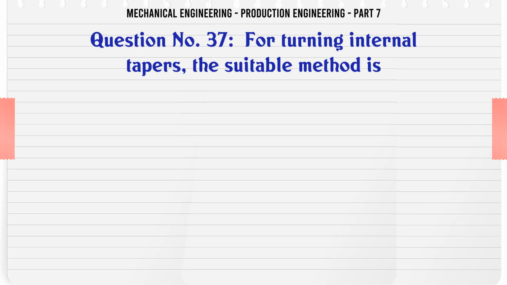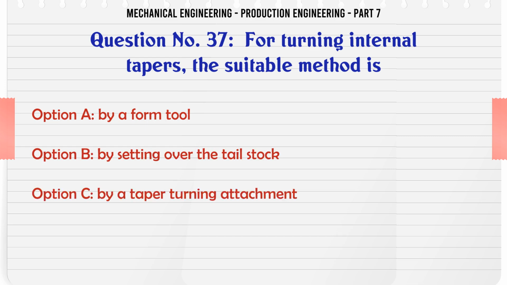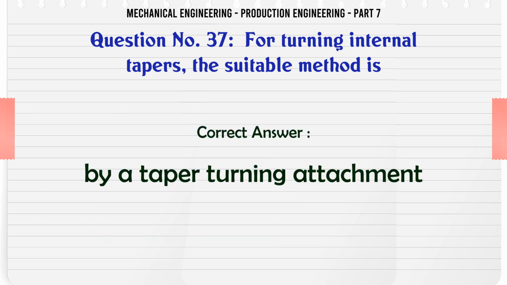For turning internal tapers, the suitable method is: A. By a form tool, B. By setting over the tailstock, C. By a taper turning attachment, D. By swiveling the compound rest. The correct answer is by a taper turning attachment.